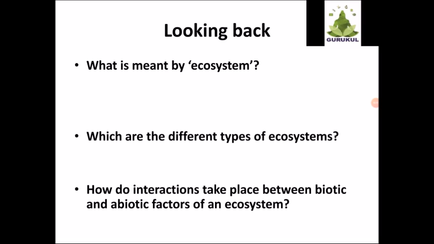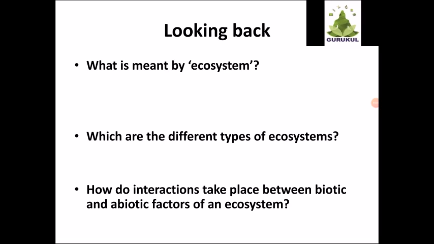Now, looking back at your previous class, can you tell me what is the meaning of the word ecosystem? Ecosystem means the system in which all organisms live together and function together. The word ecosystem you are very well aware of. Then what are the different types of ecosystem?